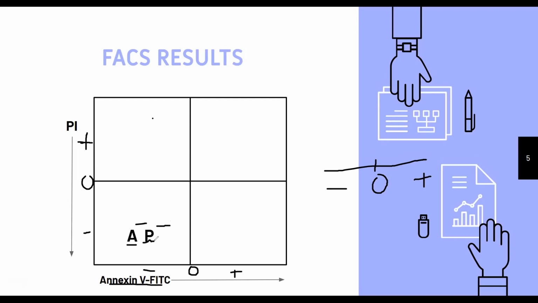That means they are not even apoptotic cells, not necrotic cells. So what are these? These are our live cells. So live cells will appear in our first box. Live cells. Let's go on to the next one.